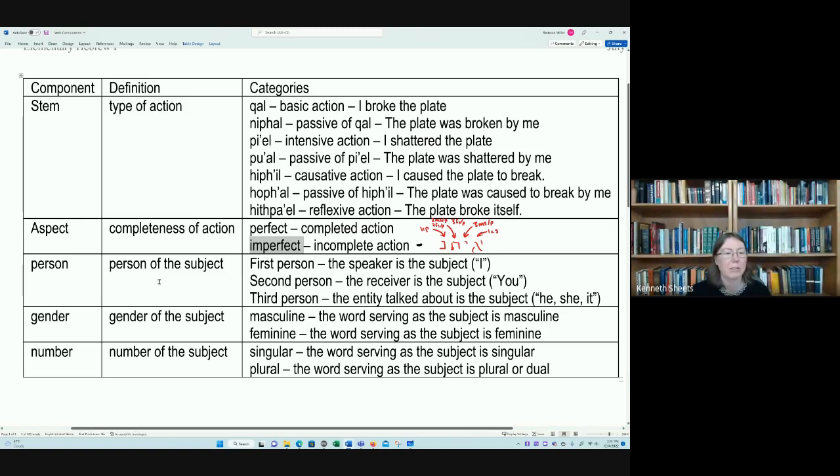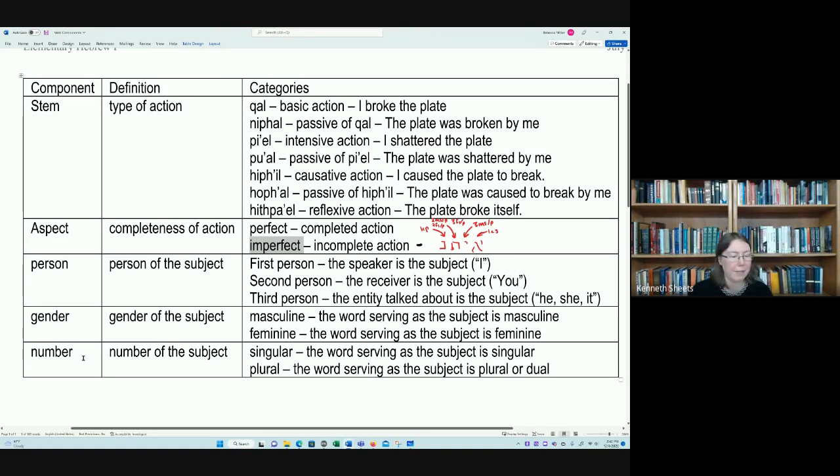Then we also have person, which is going to refer to the person of the subject. So first person, where the speaker is the subject, I. Second person, the receiver of the message, is the subject, you. Third person, the entity talked about, is the subject, he, she, or it. Then as well, we have the gender. So this would be basically masculine or feminine. Masculine just lets us know that the word that serves as the subject to the verb is masculine, and feminine lets us know that the word serving as the subject is feminine.